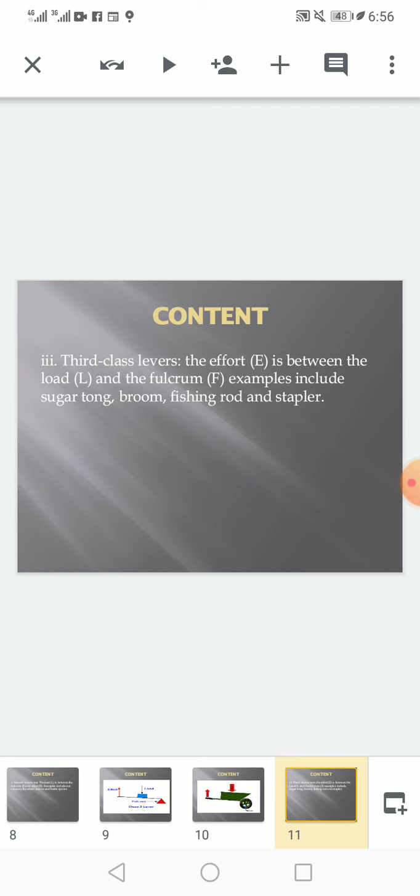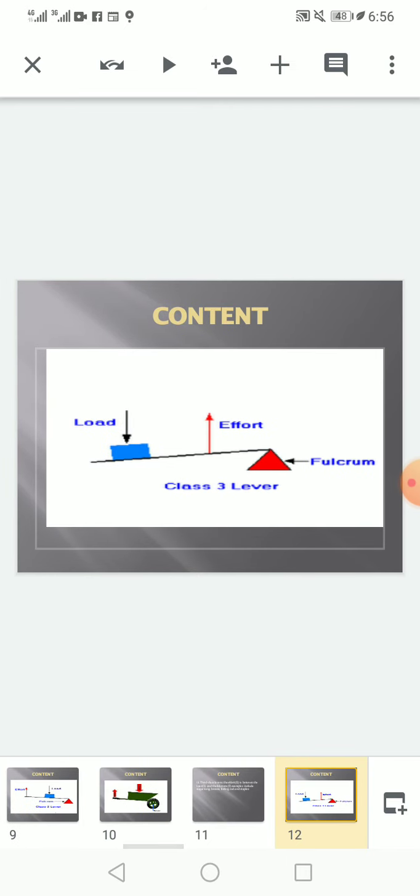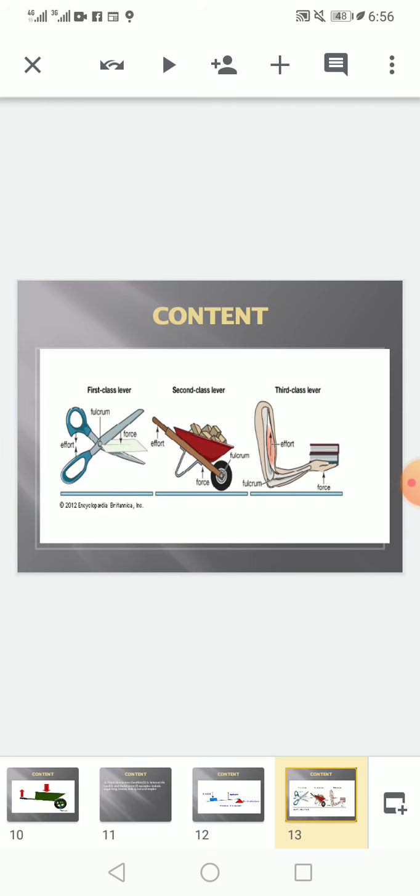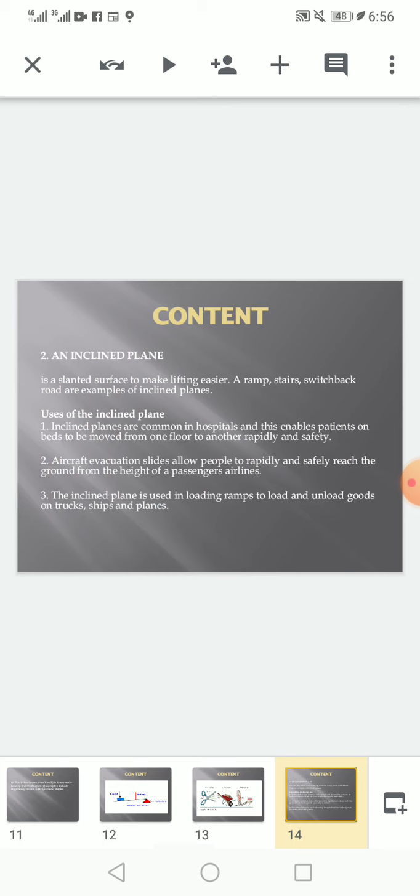They are third class levers because the effort is between the load and the fulcrum. This diagram shows what the third class lever is, with the effort between the load and the fulcrum. We also have here first class lever, second class lever, and third class lever. In all of these, the position of the fulcrum with respect to the load and the effort forms the basis for classifying levers into three, which are first class, second class, and third class. This takes us to an inclined plane.